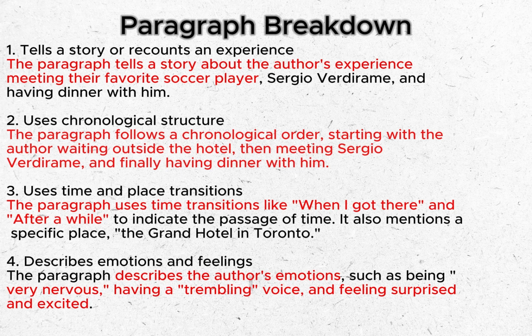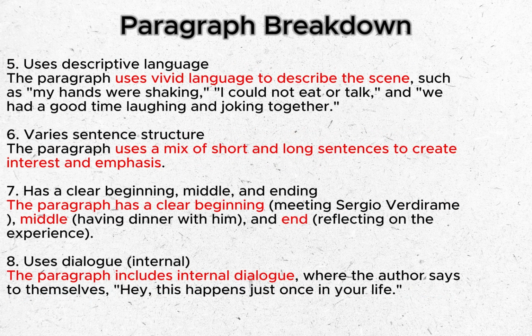And 4. Describe emotion and feelings. The paragraph describes the author's emotion, such as being very nervous, having a trembling voice, and feeling surprised and excited. And 5. Use descriptive language. The paragraph used vivid language to describe the scene, such as my hands were shaking, I could not eat or talk, and we had a good time laughing and joking together. And 6. Varied sentence structure. The paragraph uses a mix of short and long sentences to create interest and emphasis.